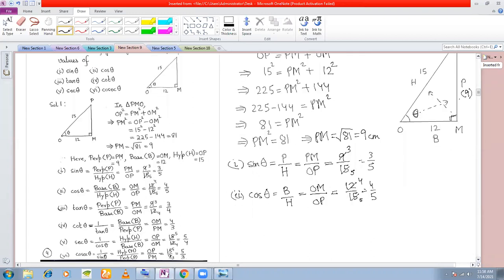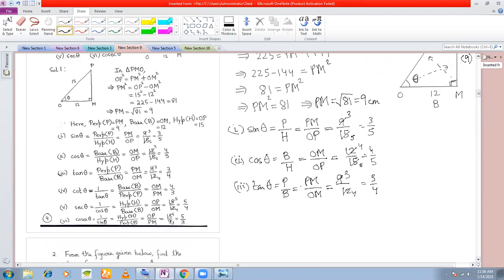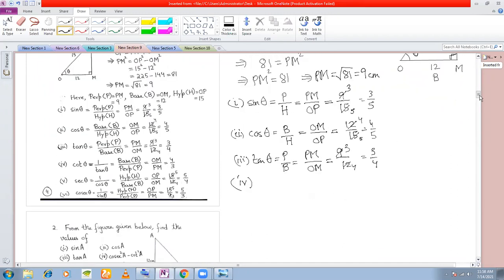Okay. So next we have to find tan theta. Perpendicular by base. Perpendicular is PM. Base is OM. PM is 9 and OM is 12. So we cancel this, we get 3 by 4. Okay, so once you get these, the main trigonometric ratios, now we can easily find out the reciprocal ones. If you see number 4 is cot theta. So cot theta here is nothing but 1 by tan theta, which is equal to 1 by 3 by 4, which is reciprocal of tan, 4 by 3.